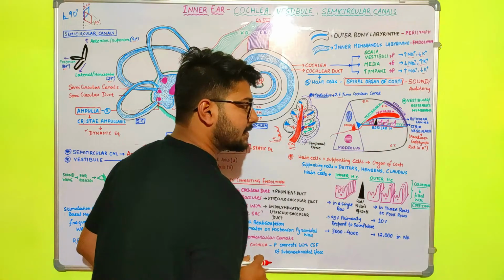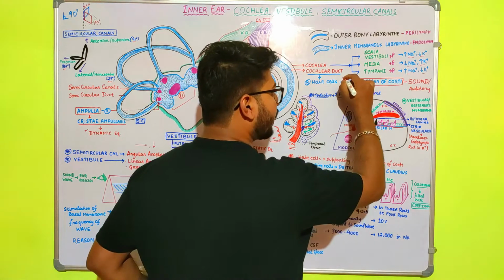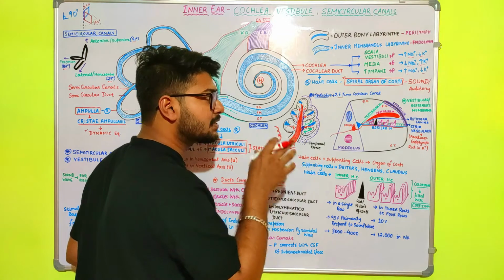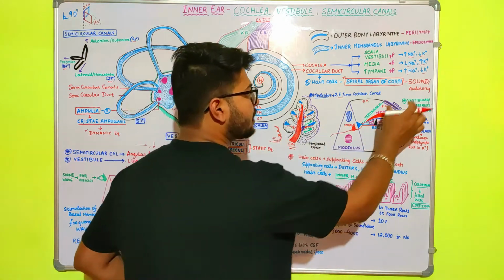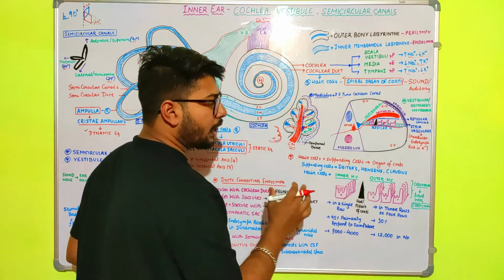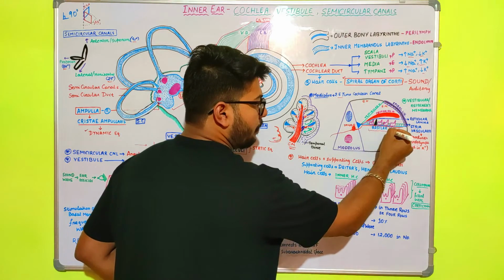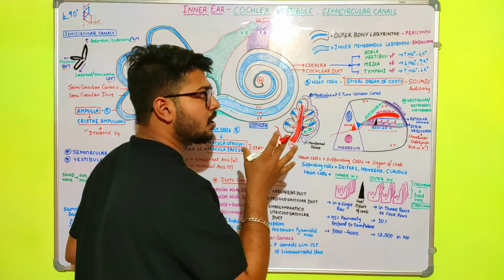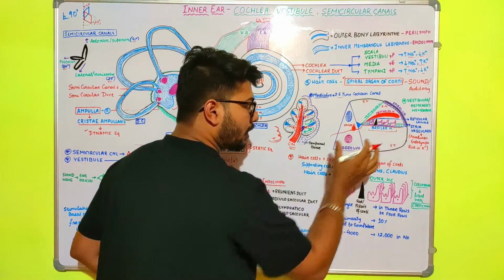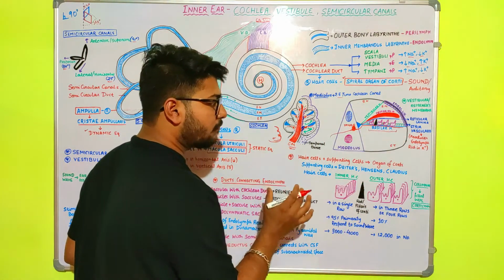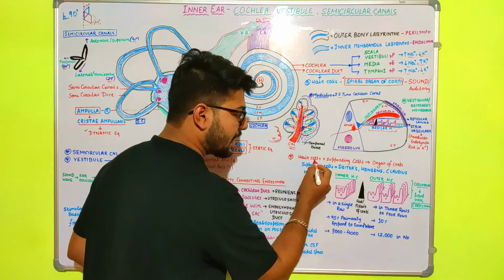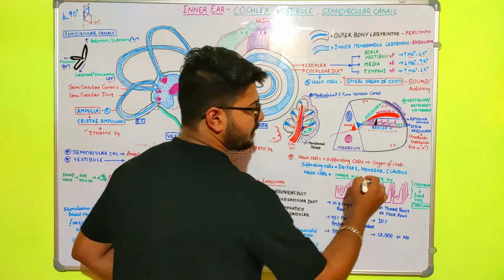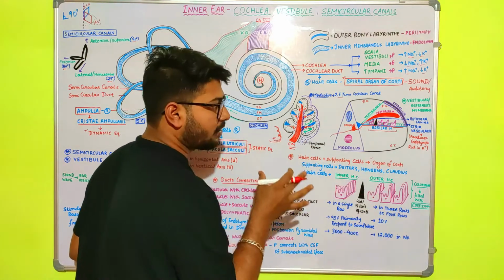Over the surface of the basilar membrane, we have the organ of Corti, or the spiral organ of Corti, that is the primary sensory part for sound reception. This part over the basilar membrane is known as the organ of Corti. The organ of Corti is made up of the hair cells and the supporting cells, and that as a whole makes this organ of Corti.